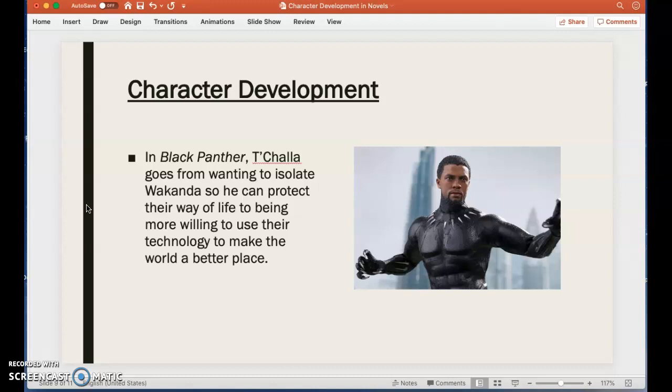Again, you want your characters to be interesting, engaging, and relatable, which means they have to go through changes. There's nothing more frustrating than a character who is one way at the beginning and stays that way, especially if they're the main character. That's called the protagonist, the main character of a book or a TV series. You want them to undergo some kind of change. So in Black Panther, T'Challa goes from wanting to isolate Wakanda so he can protect their way of life to being more willing to use their technology to make the world a better place.